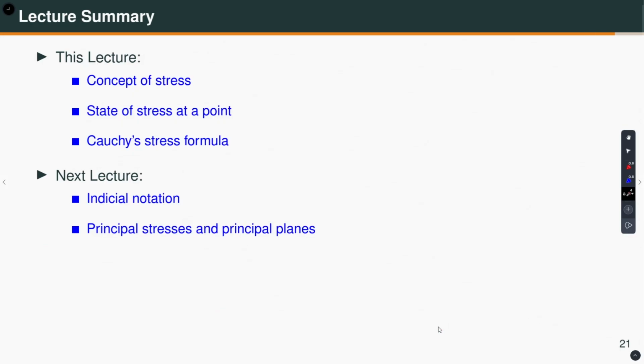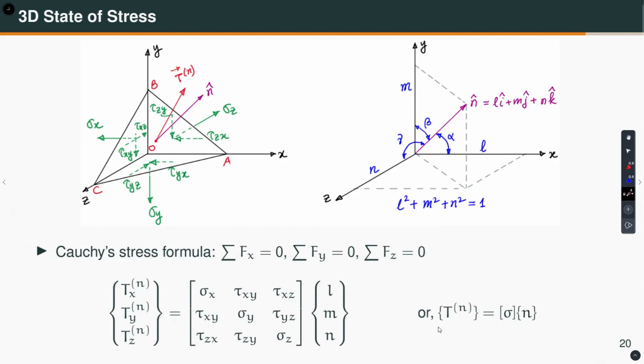Okay. So, with that, let us summarize what we have discussed in this lecture. We have reviewed the concept of stress, and we discussed that you need 9 components, which reduces to 6 components, to describe fully the state of stress at a point in a 3-dimensional body. Okay. And we have also derived Cauchy's formula, which is this equation. This equation is known as Cauchy's stress formula.